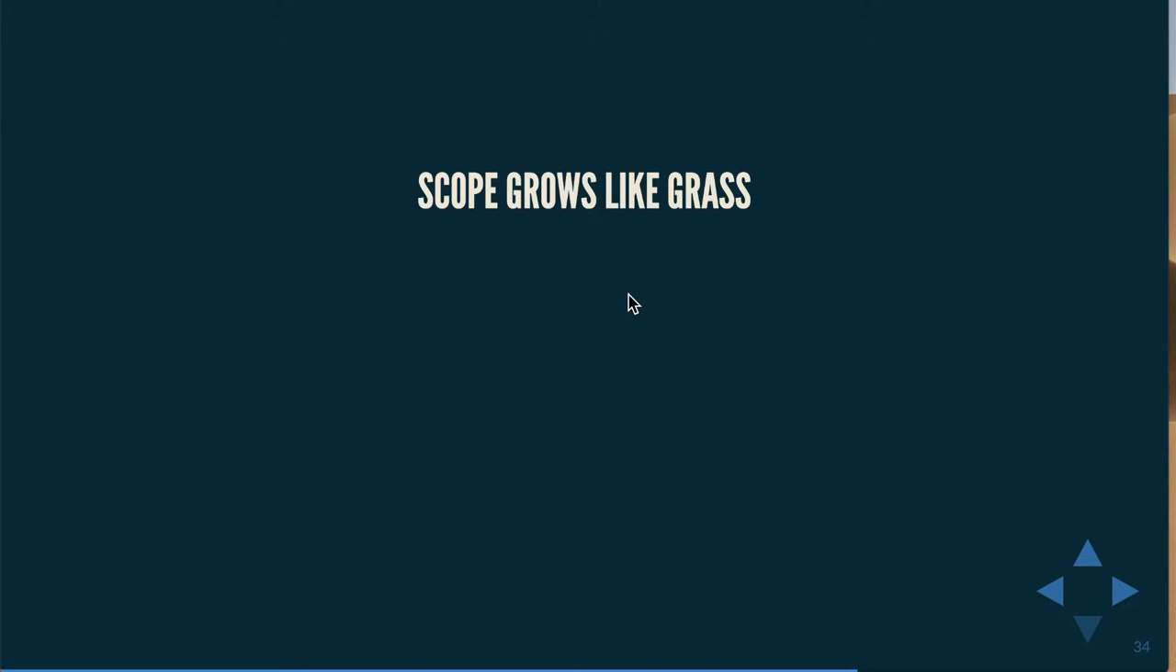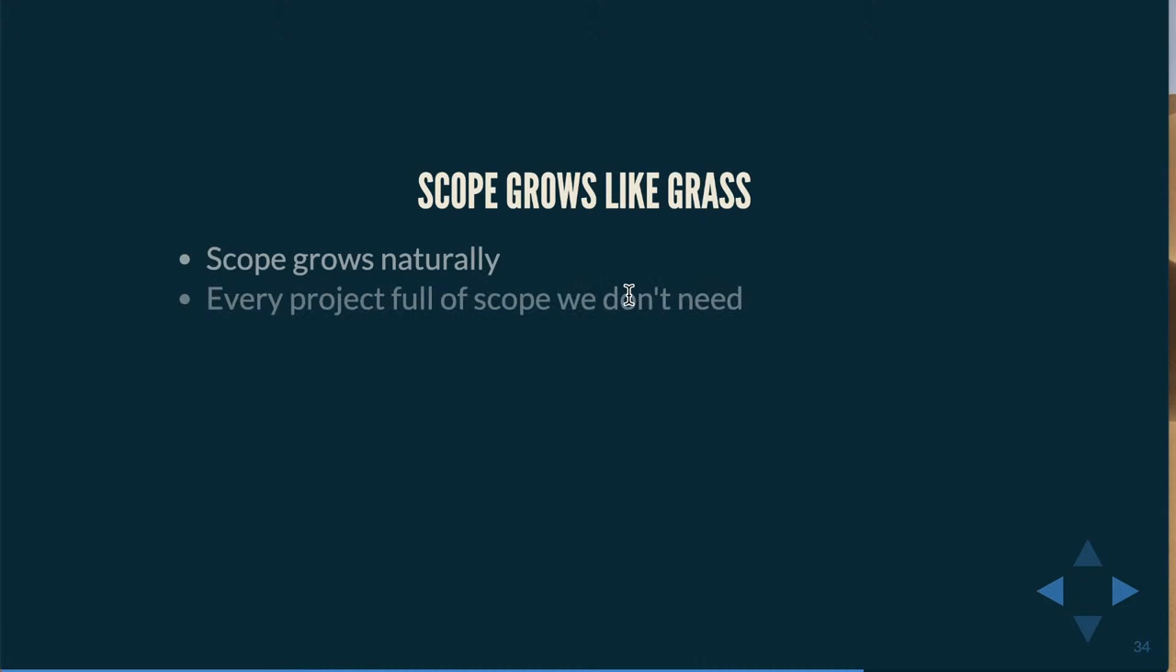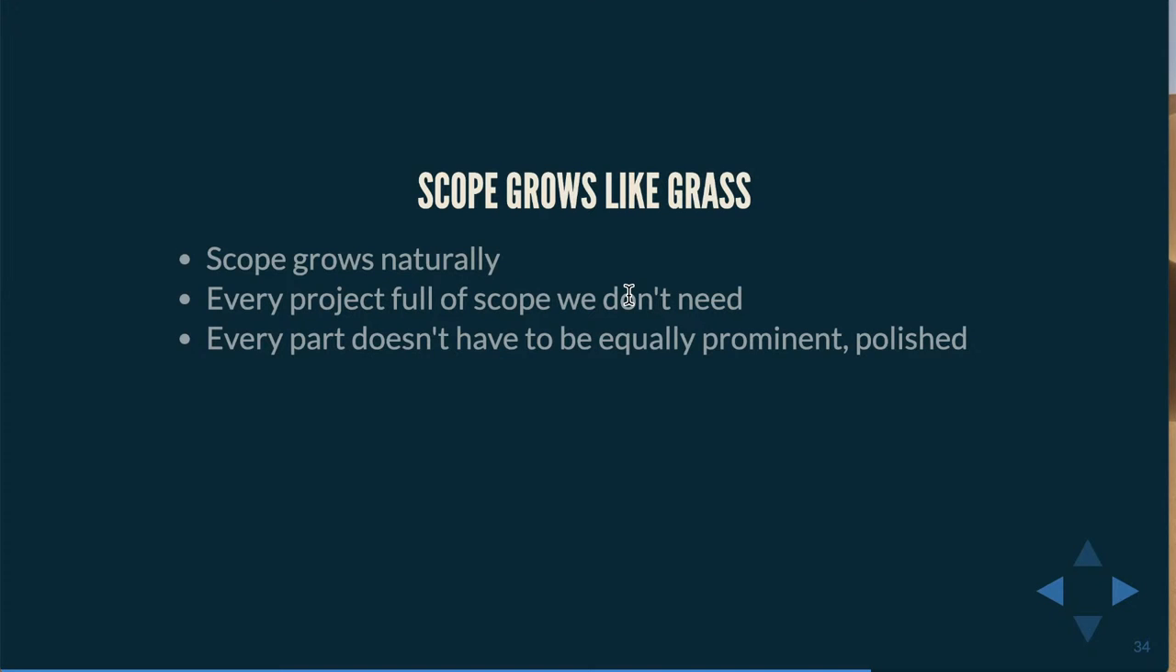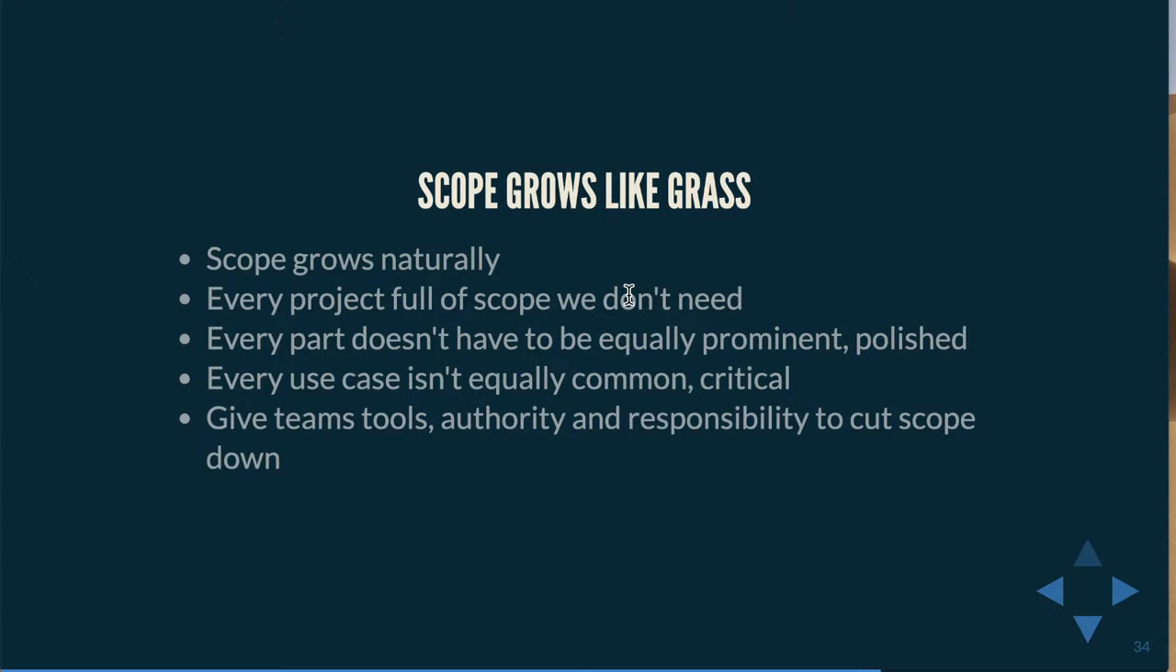So I'd like to say scope grows like grass, it grows naturally. Every project is full of scope that you don't need. But every part doesn't have to be equally prominent, polished, perfected, etc. Every use case isn't equally common or critical, so you obviously focus on some more than others. So you want to give the teams authority and responsibility to cut the scope down.